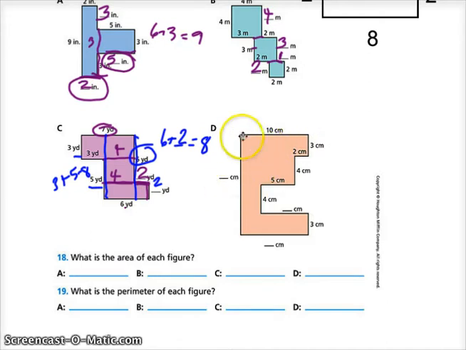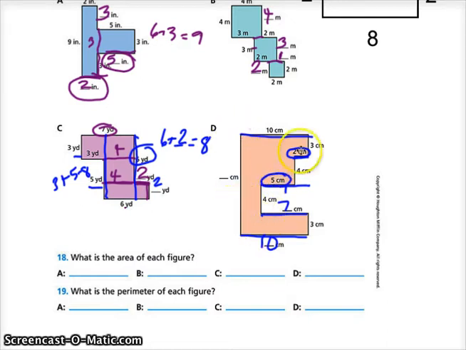For figure D, we have the long side, this side that's missing, and the bottom side that's missing. I know that this side and this side are congruent because they line up right here. So this is 10. I know that this all the way across is 10. I need to find out what just this piece is. So I know this is 5 plus 2, which would be 7. So this must be 7. Because I got the 2 and the 5 from here.